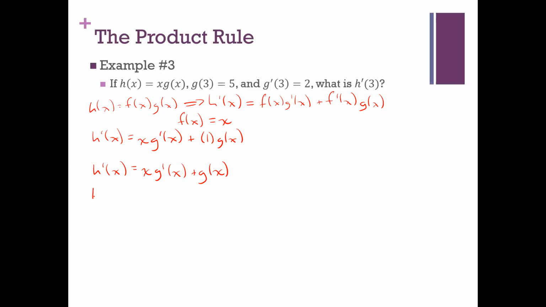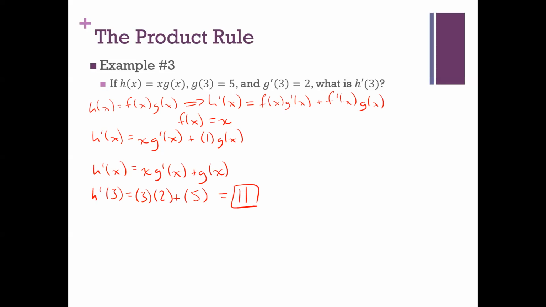And then if I want to find h prime of 3, I can just plug in the individual pieces. So what's the value of x here? How about g prime of x? 2. And then g of x? So h prime of 3 should equal 11. Also 10? Okay, scared me. We're good. It happens.